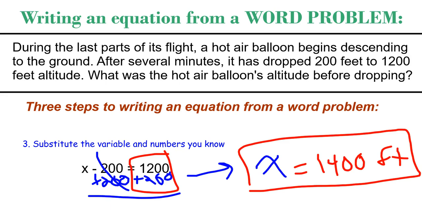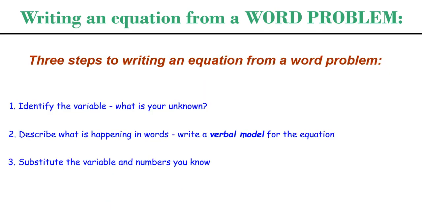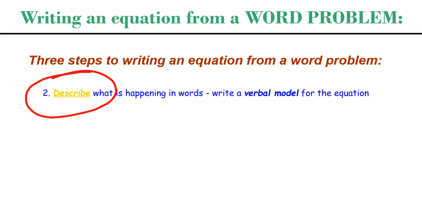And so of these three processes, identify the variable, describe what's happening in words, and substitute the variable and the numbers that you know, by far, the process that takes the most practice and the one that we're really going to focus on is that second step, where we describe what is happening in words. We call these mathematical models because they talk about the actual process of what's happening in the problem rather than just a simple series of calculations to solve it.